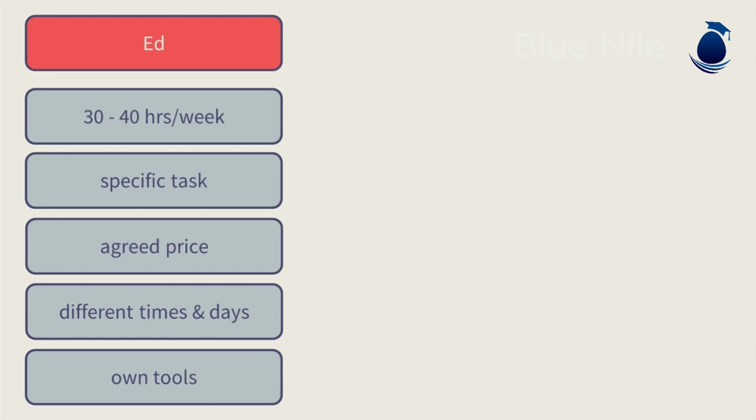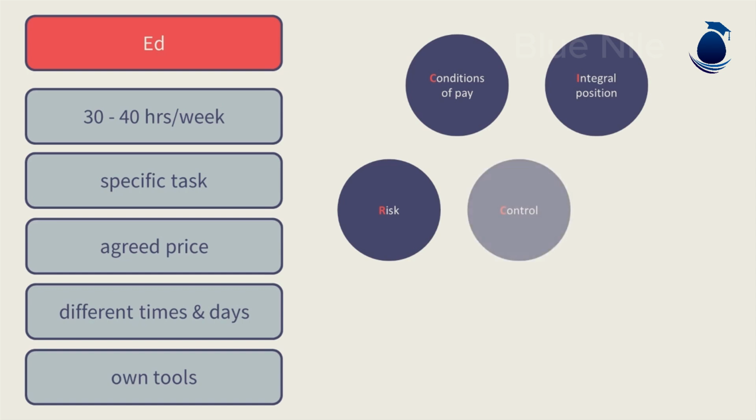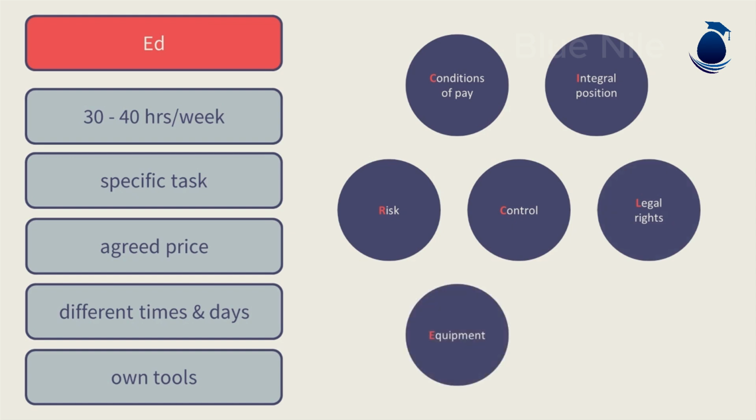Working through the CIRCLES mnemonic. Conditions of pay: Ed is being paid a fixed fee for the project rather than an hourly rate. Integral position: Ed doesn't appear to be working with anyone. Risk: financially, if Ed takes longer than expected to complete the work, he'll suffer the loss of income, so there's some risk. Control: certainly suggests self-employment as Ed is setting his own hours and workflow. Legal rights: Ed doesn't appear to be entitled to holiday or sick pay like an employee would. Equipment: Ed brings his own tools with him rather than them being supplied to him. And substitute: the contract requires the work to be done by Ed personally.